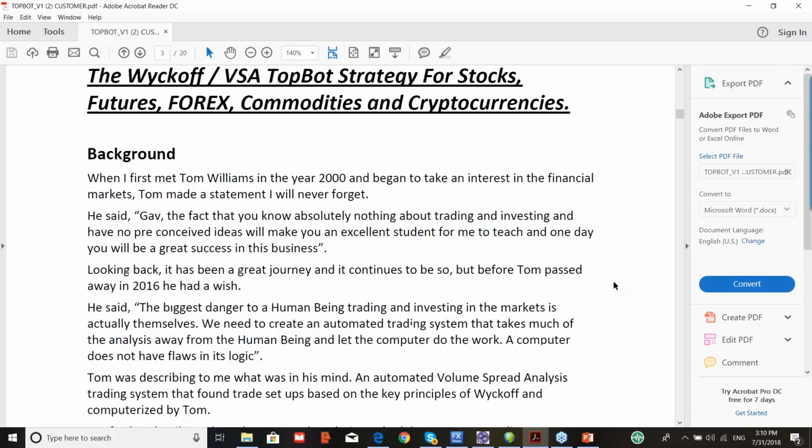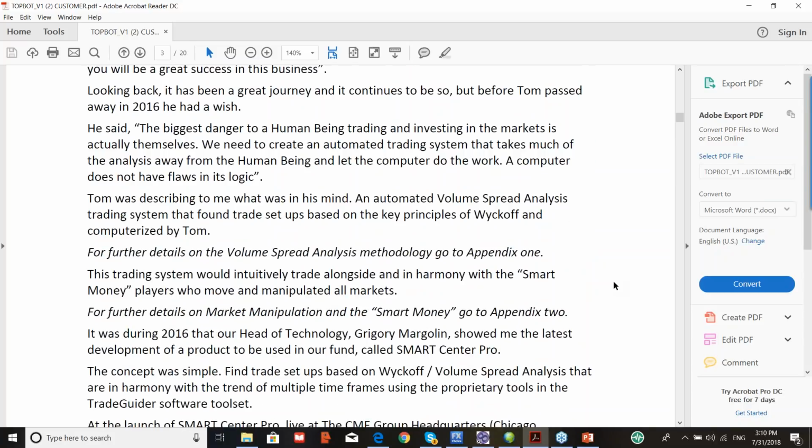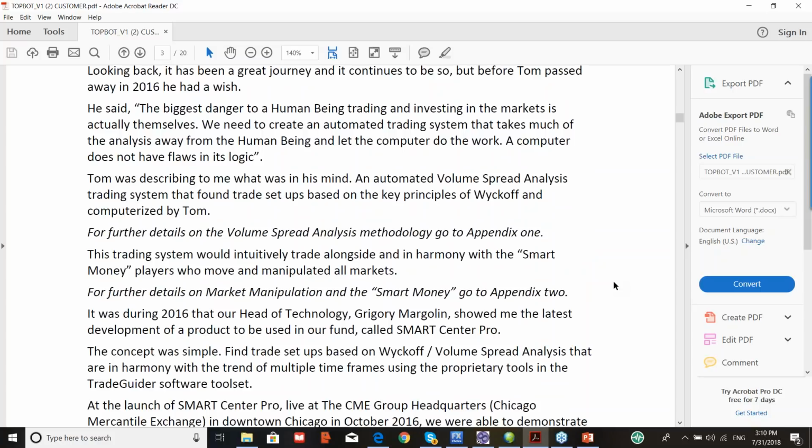But before Tom passed away in 2016, he had a wish. He said, the biggest danger to a human being trading and investing in the markets is actually themselves. We, being Trade Guider, need to create an automated trading system that takes much of the analysis away from the human being and let the computer do the work. A computer does not have flaws in its logic, he said.